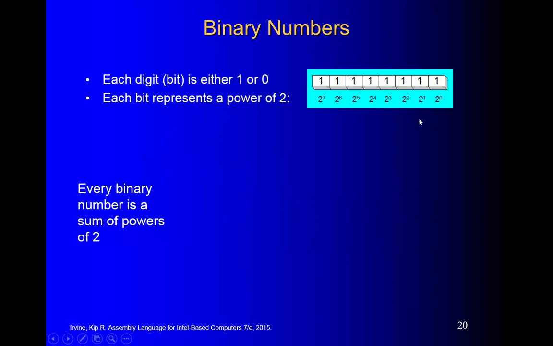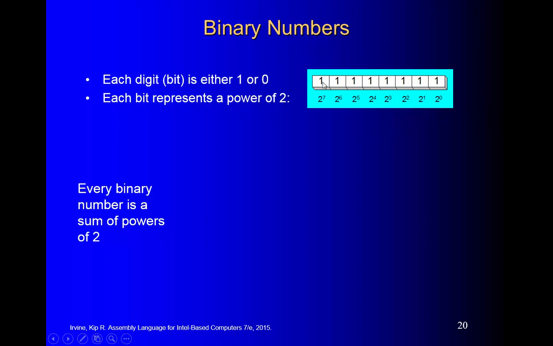This example has 8 bits. 8 bits is a byte. A byte is the smallest storage unit for a computer. So it's a group of 8 bits.